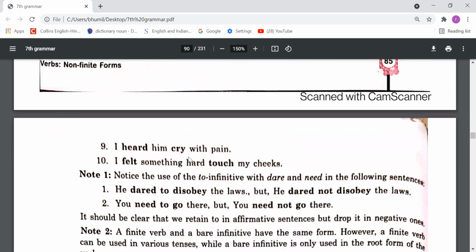I heard him cry with pain. That's a verb of perception. I felt something hard touch my cheeks. So felt is also a verb of perception.